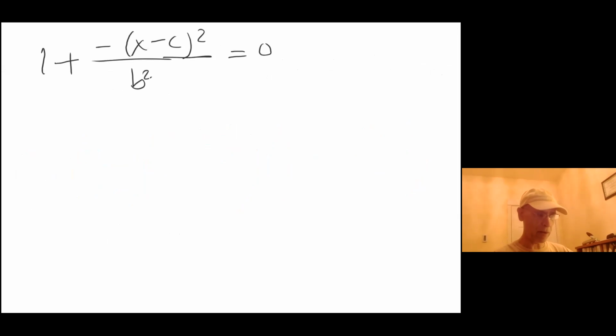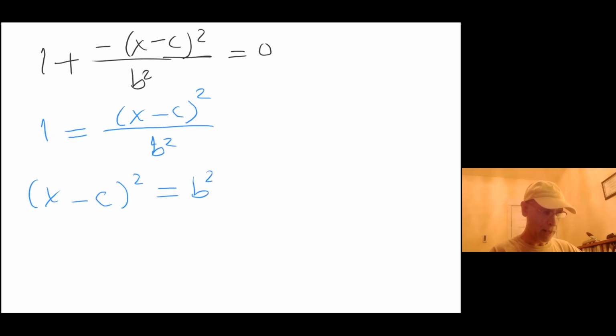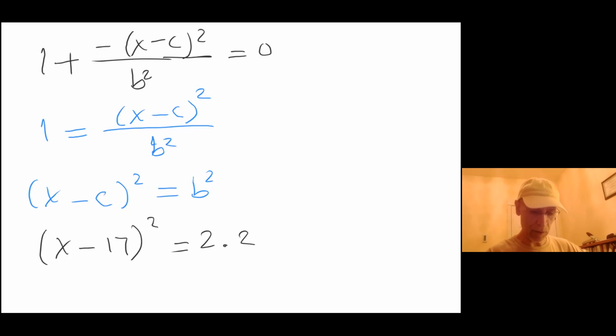Okay, so now this is the same as saying 1 equals, let me do one more baby step. Taking it to the other side becomes positive, so 1 equals (x minus c) squared over b squared. So now I have (x minus c) quantity squared equals b squared. And I'm going to go ahead and plug in the numbers. We were told that c is 17 and that b is 2.2. Going to the next page, we have (x minus 17) squared equals 2.2 squared.